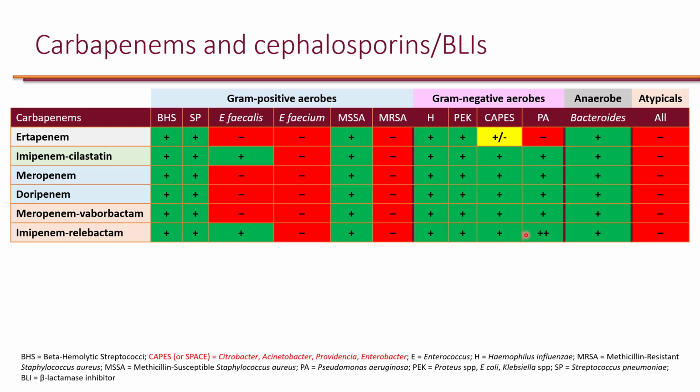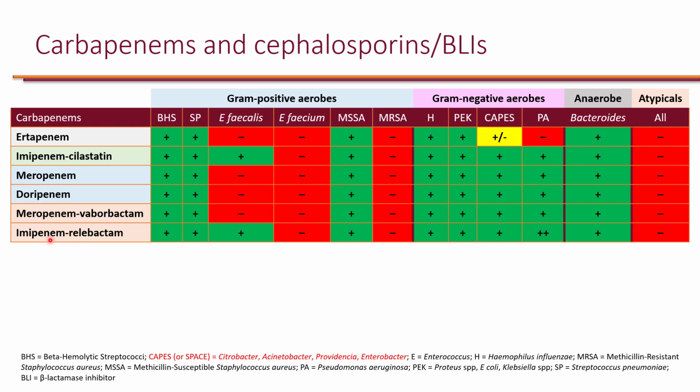So you will see that the spectrum of activity in this table looks the same, but essentially the advantage of these two is that, for things like E. coli and Klebsiella, if they happen to make carbapenemases, then meropenem and imipenem will no longer be active, and these can potentially overcome those mechanisms of resistance.